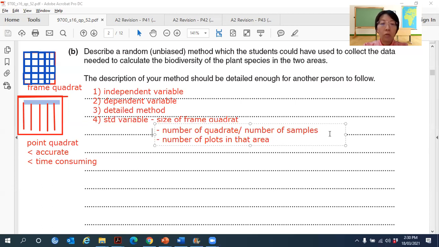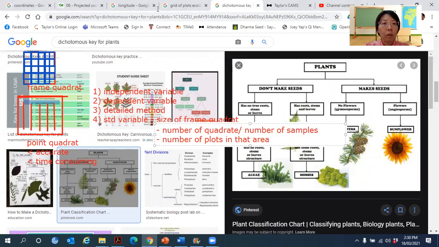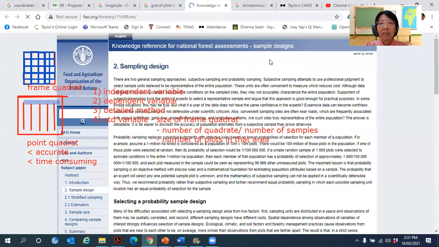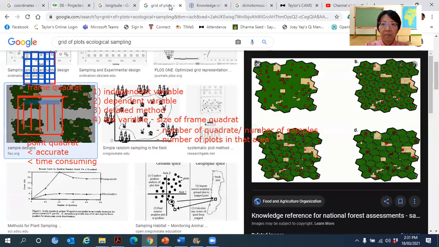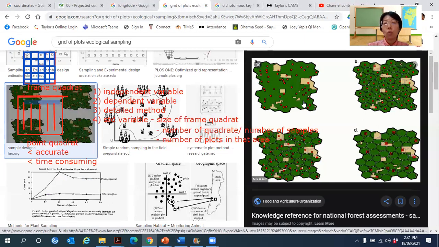There are a few terms here you need to understand. What is the number of plots? Let me bring up the picture for the number of plots. If you see the diagram on the right hand side here, I'm not going to remove the words because I need them afterwards. Where's my diagram? Hang on. Here. So let's say this green area is the forest area that you want to find out the biodiversity or species diversity of. The whole area is the green colored area.